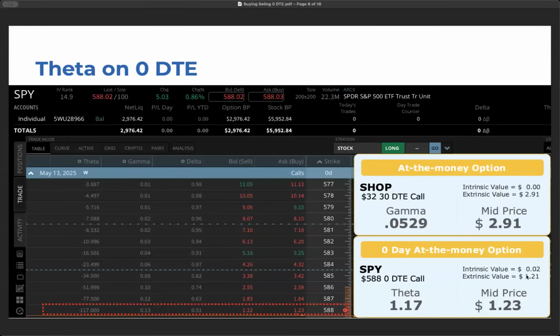But basically, the difference is that you're going from losing 1.6% of the value per day, or gaining 1.6% of the value per day if you're trading a 30-day option, to now effectively gaining or losing 100% of the value of the option using a shorter dated option.